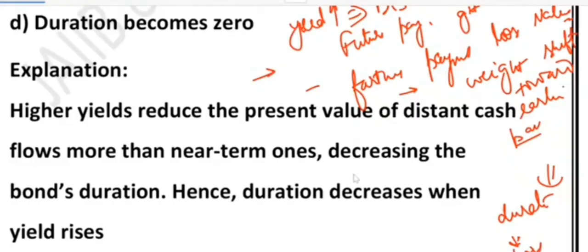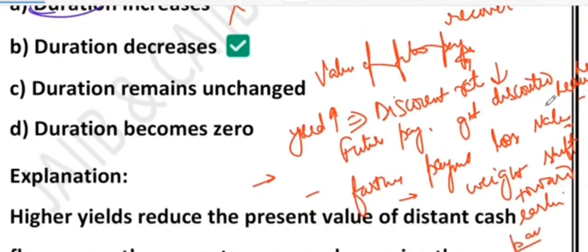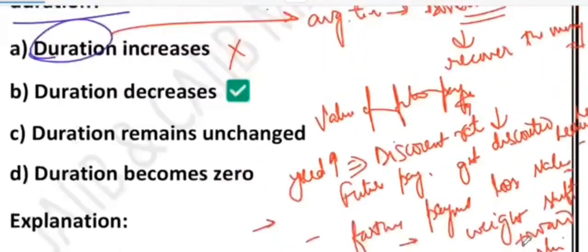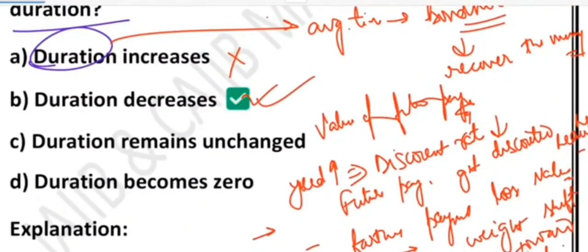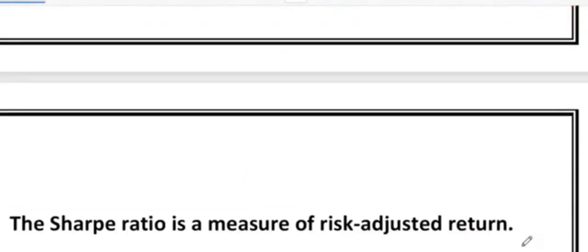Let's go through each and every option. Option number A says duration increases. It is wrong. Why? Because if the yield increases, future cash flows are worth less today. Duration actually falls because we recover value faster. Because as you can see, yield increasing, discount rate decreasing, future payments get discounted heavily, further payments lose value, weight shifts toward earlier payments, and duration decreases. Now option number B says duration decreases. Exactly. Because higher yield means lower present value of the long-term payment, shorter average time to recover payment, and duration goes down. Let me give you one example to make it more clear.